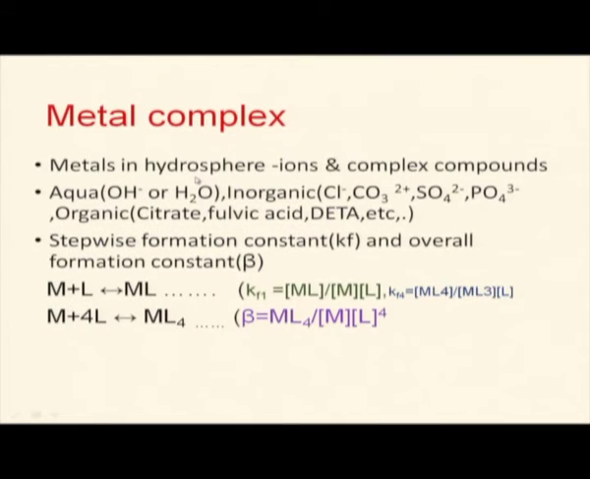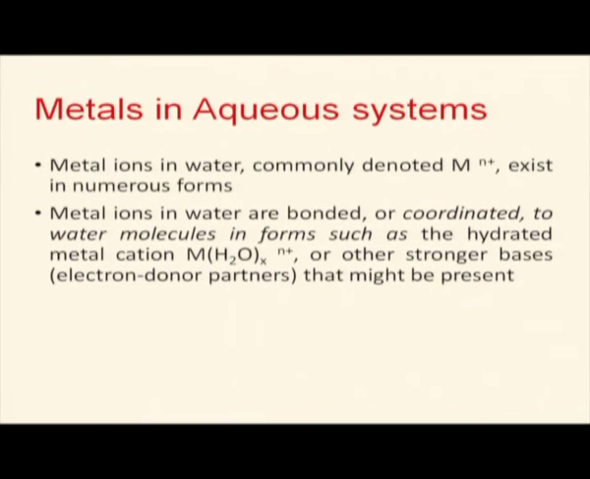So, the complex formation constant value is one of the important things. This value tells you whether the complex formation is feasible and stable. We can get an idea from this value. So, now we will see in a pure aquatic system how the metal ions form complexes.